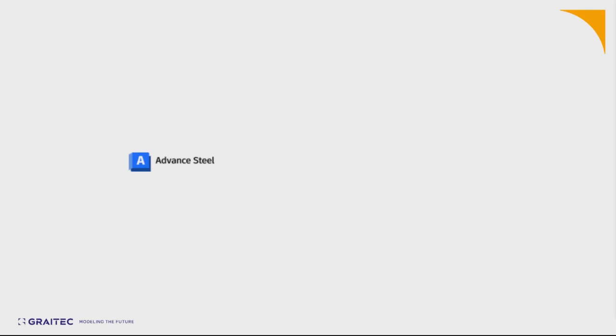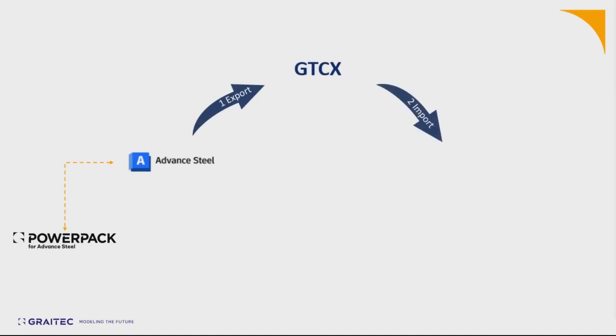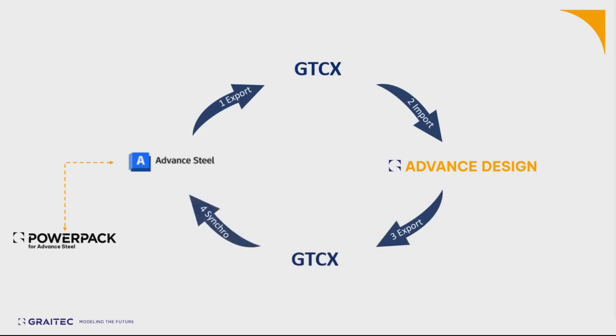And a more complex scenario is when we have a round trip around the two programs. So we go back and forth between the applications. We start from Advanced Steel using the Power Pack. We export the data into GTCX, import the data in Advanced Design, and because we need to go back to the detailing world, we need to send it back. This time we export it from Advanced Design using the GTCX, and we synchronize the models via the Power Pack of Advanced Steel into the Advanced Steel main model. So we are bringing the data changed in Advanced Design into Advanced Steel.